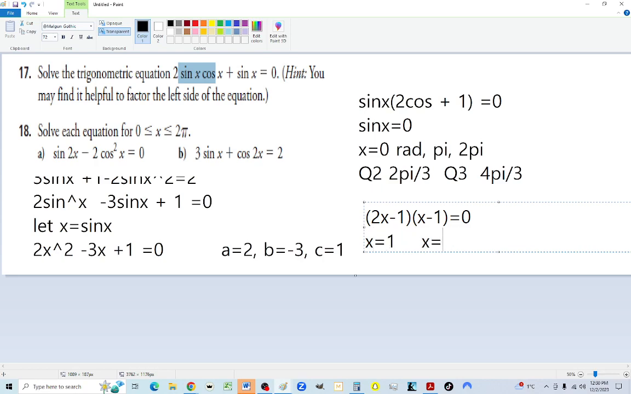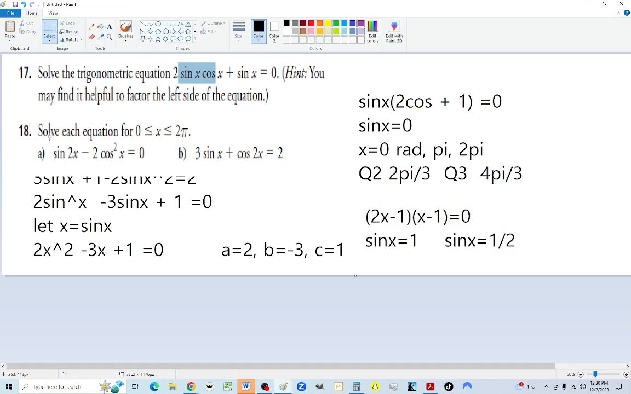Now, remember when we let x equal sine x? Bring it back. When is sine x equal to 1? When is sine x equal to 1/2? Both positive values. So now we can just work with that.